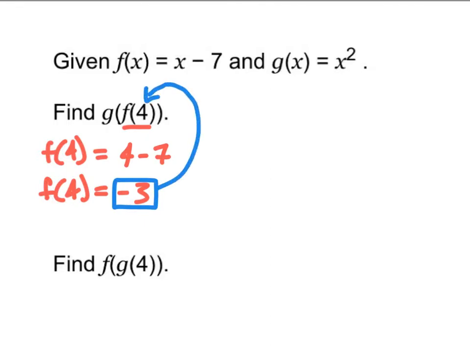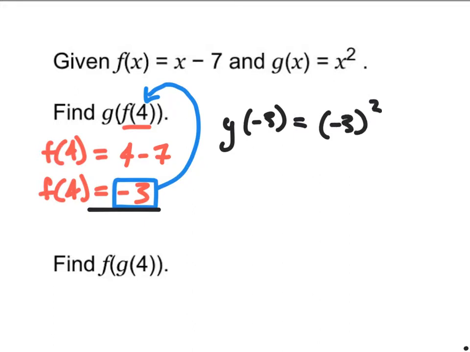Okay? Because remember what you have here. You have g of f of 4. So we have to evaluate the function f at x equals 4 first, see what that is, and then we evaluate g at that new value. So what we get here, instead of writing g of f of 4, because f of 4 is equal to negative 3, now I'm really just finding g of negative 3, okay? And so as a result, this is going to be negative 3 squared, which gives us positive 9, and that's our answer, okay?